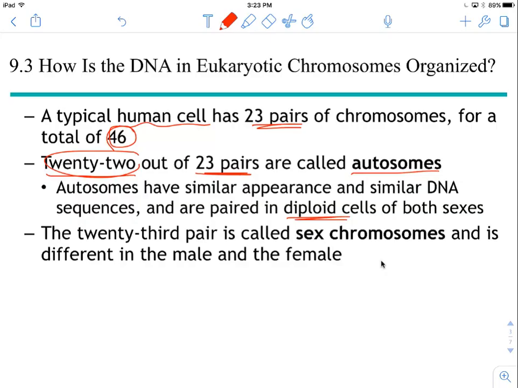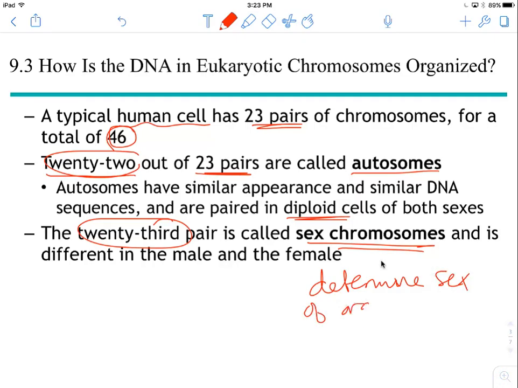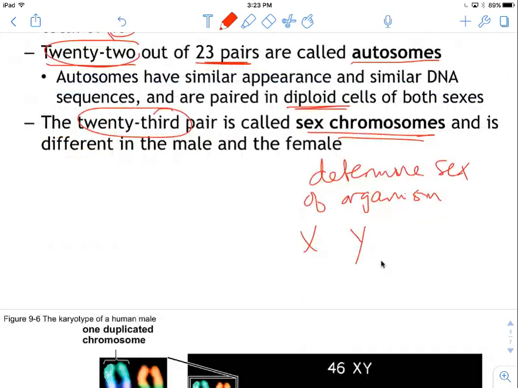So you have 22 pairs of autosomes, and one pair, that 23rd pair, is a pair of sex chromosomes. And the sex chromosomes determine the sex of the organism. And of course, we all know those are the X chromosome and the Y chromosome. So let's look at a karyotype, and this will all make a little bit more sense.